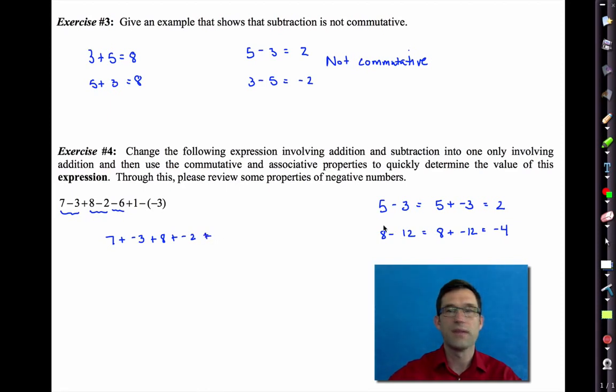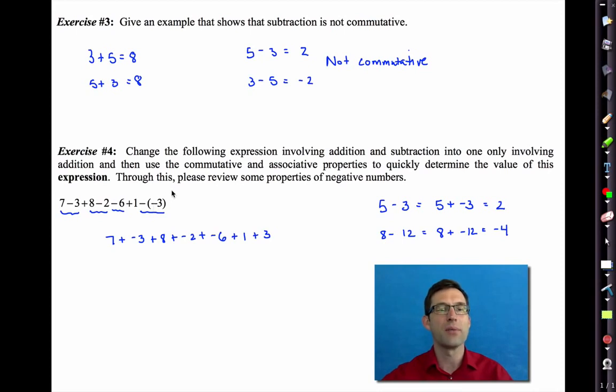Plus, ooh, that does not look like a plus at all. Let's get rid of that. Plus negative 6 plus 1. Ooh, here comes the hard one. This is tricky for most people. Subtracting a negative 3 would be the same as adding a positive 3. Remember, we always add the opposite. So the opposite of negative 3 would be positive 3.